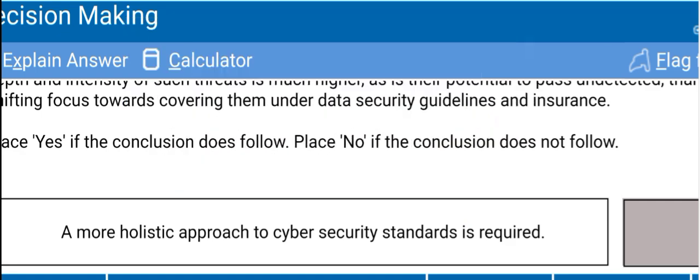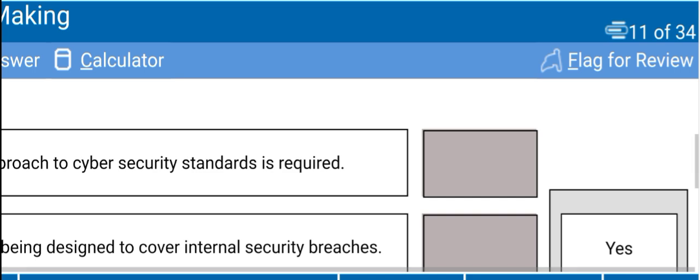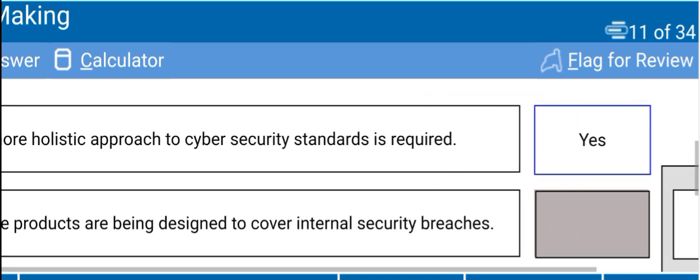So, the first conclusion does follow the statement of the question, so that's why we will drag a yes and drop it here.